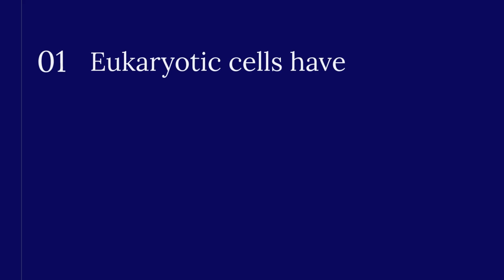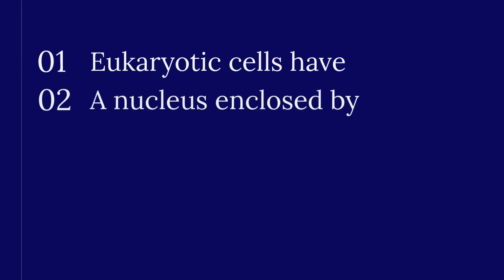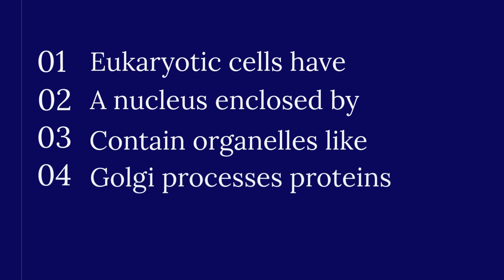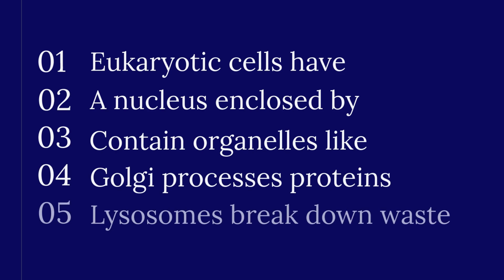Eukaryotic cells have a true nucleus enclosed by a membrane. They contain organelles like mitochondria and the endoplasmic reticulum. The Golgi apparatus processes proteins, while lysosomes break down waste. A cytoskeleton provides structure and movement. Eukaryotic cells have larger ribosomes for protein synthesis.